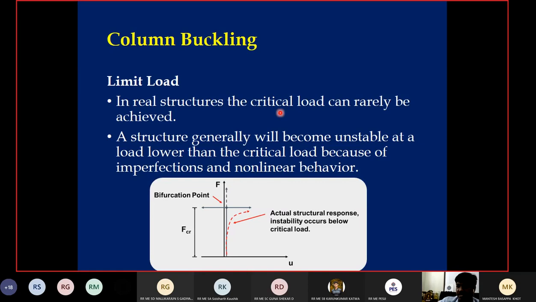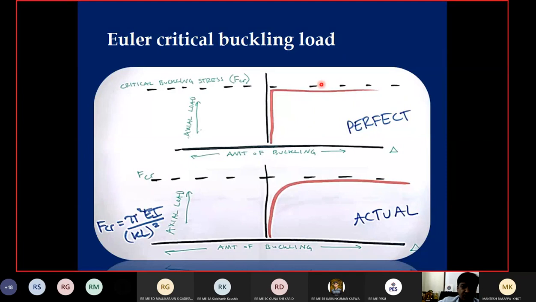When it comes to the real structure, it is not going to behave exactly the same way. Though Euler stated that when it is subjected to a uniaxial force, it behaves exactly as in neutral equilibrium, that will never happen in reality. It is going to be different. You can see the critical buckling load given here, the axial load that has been applied, and the amount of buckling that takes place. In the case of the perfect column, it is going to be different.